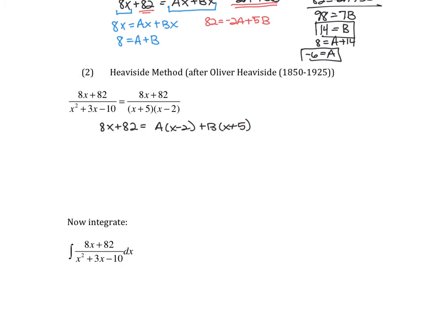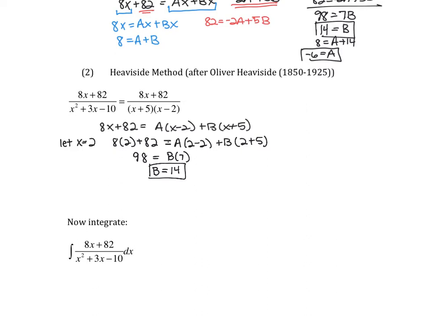So in this example, I might let x equal 2. Because if I let x equal 2 and I plug 2 into this 8x plus 82 equals a times 2 minus 2 plus b times 2 plus 5, what you'll see is when I simplify this, I get 98 equals, well, my a term disappears, or I've eliminated it. But b would be b times 7, and when I solve, I get b equals 14. What do you know? It's the same b value we had before.